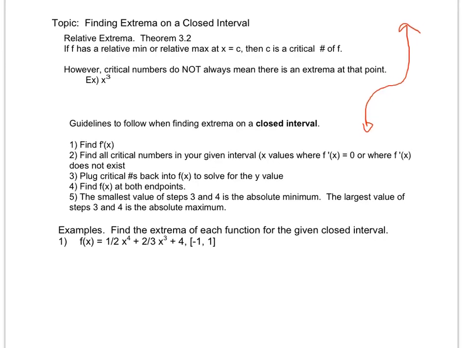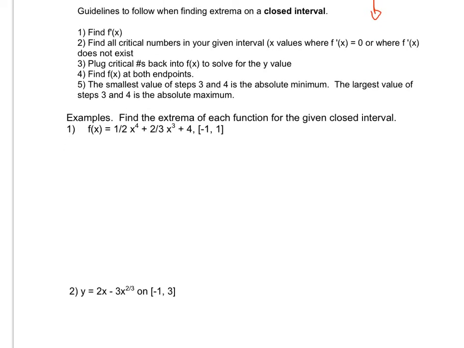So let's look at some examples. So let's look at example 1. So I'm given this function. I'm on a closed interval from -1 to 1. Well, according to my steps, the first thing I'm going to do is find f prime. So I'm going to go ahead and say f prime of x is polynomial, so I can use the power rule.